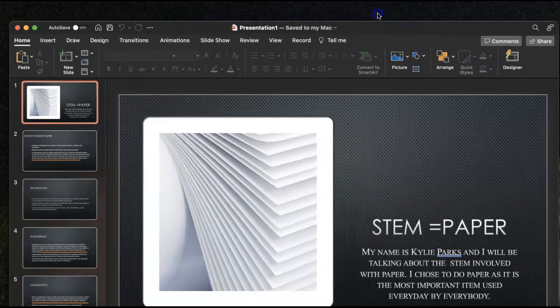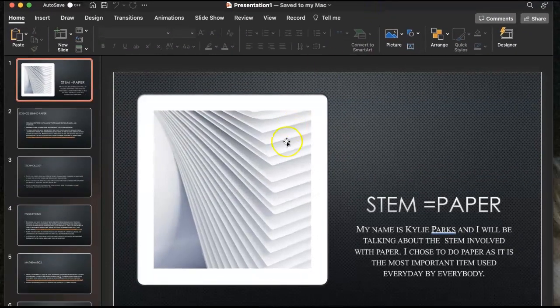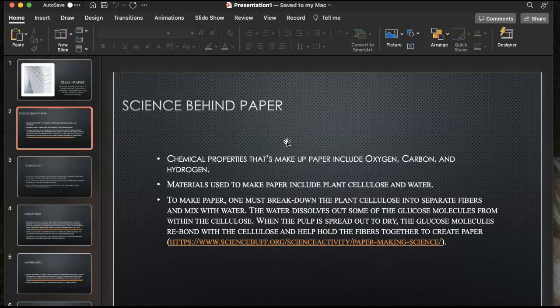So for my project, I chose to do paper because it's one of the simplest objects that is around you every single day. The science behind it, the chemical properties that make up paper include oxygen, carbon, and hydrogen. So when I was looking up some different ways to make paper, it was crazy to see that there was more than just one way.